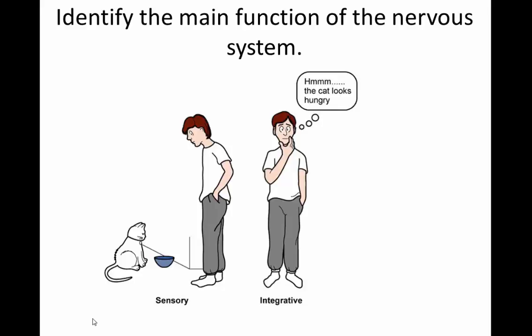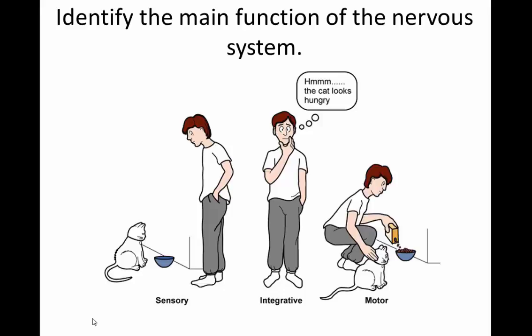The second function is the integrative function. So I get that sensory information in, goes to my brain, to my spine, and then I process that information and relate it to things like memory, the last time my cat looked at the bowl, and I think the cat looks hungry. And the final function of the nervous system is motor.